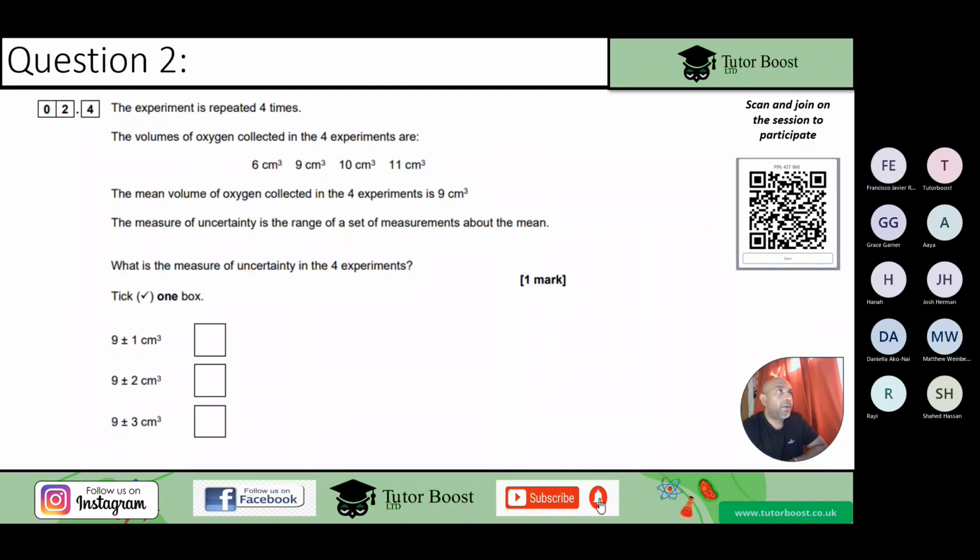Next question. The experiment is repeated 4 times. The volumes of oxygen collected in the 4 experiments are 6 cm³, 9 cm³, 10 and 11. The mean volume of oxygen collected in the 4 experiments is 9 cm³. The measure of uncertainty is the range for a set of measurements about the mean. What is the measure of uncertainty in the 4 experiments?